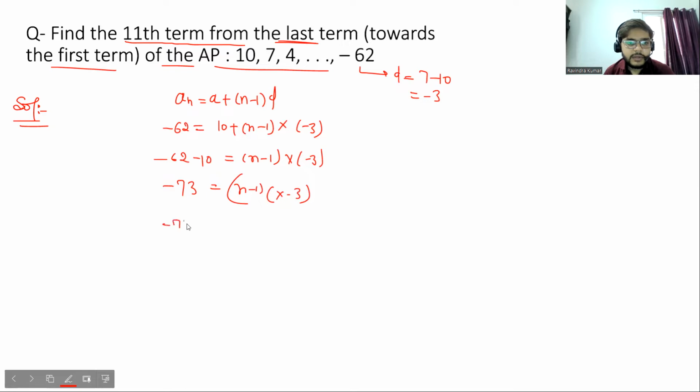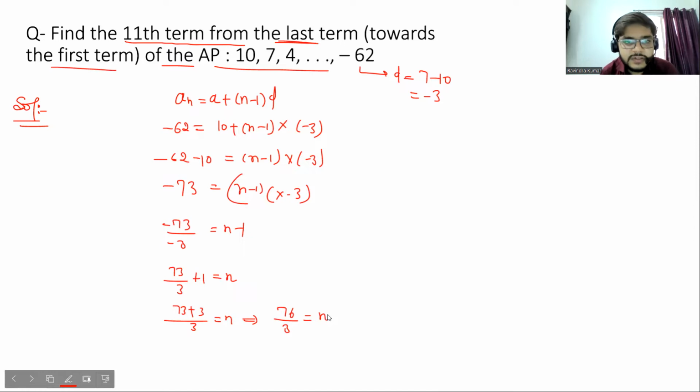So minus 3 will be in division. So it is n minus 1. So minus minus cancel out, and it will be like this. So 73 plus 3 divided by 3 is equal to n. Okay, so it is 76 divided by 3 is equal to n. So n is coming as a fraction. We made a mistake somewhere. Just check it out.